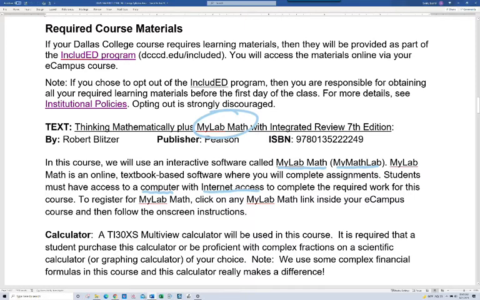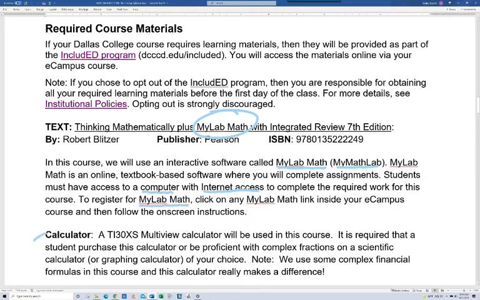In order to register, all you basically have to do is, when you're in eCampus, click on the My Math Lab or My Lab Math link, and then click on any link inside of there. And the first time you do that, you'll answer some questions and you'll be registered.